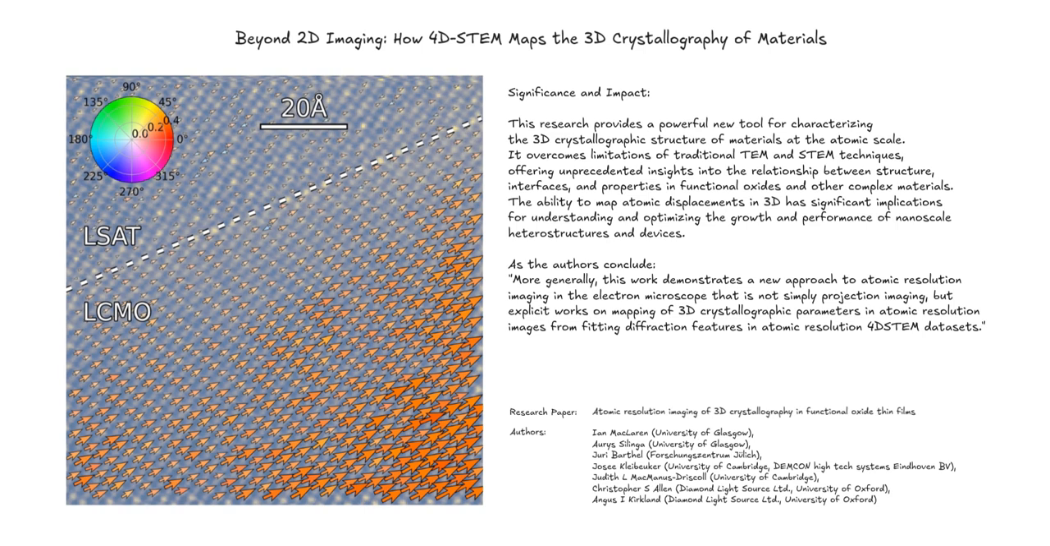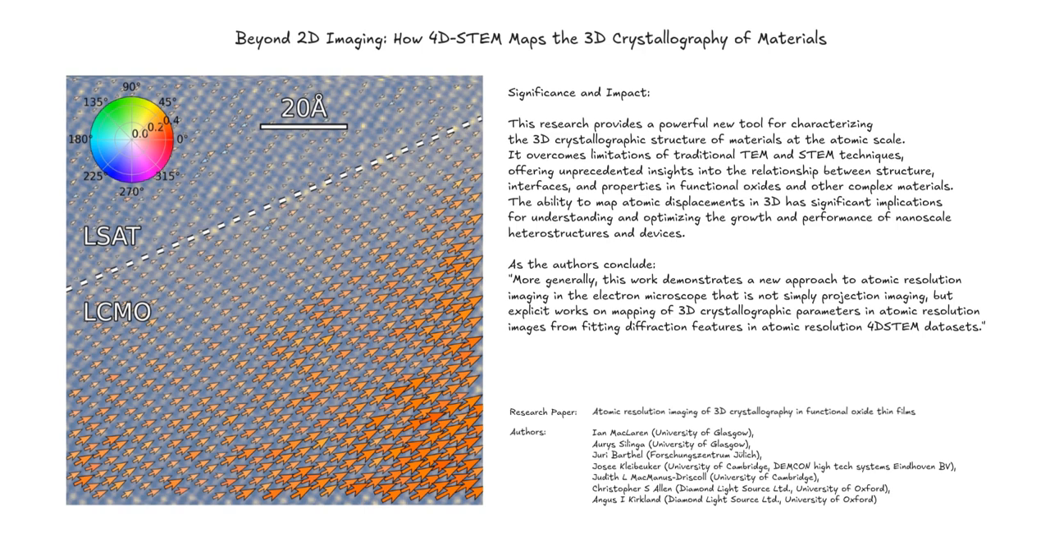Integrating 4D STEM with other characterization techniques also holds great promise. Combining 4D STEM with spectroscopy techniques could provide information not only about the atomic arrangement, but also about the chemical composition and electronic structure of materials. Such correlative microscopy approaches could lead to a more comprehensive understanding of materials. It seems like the possibilities are endless.